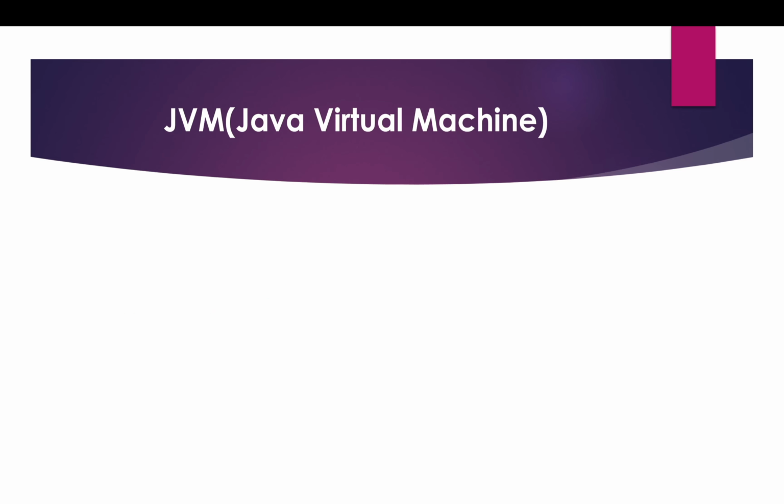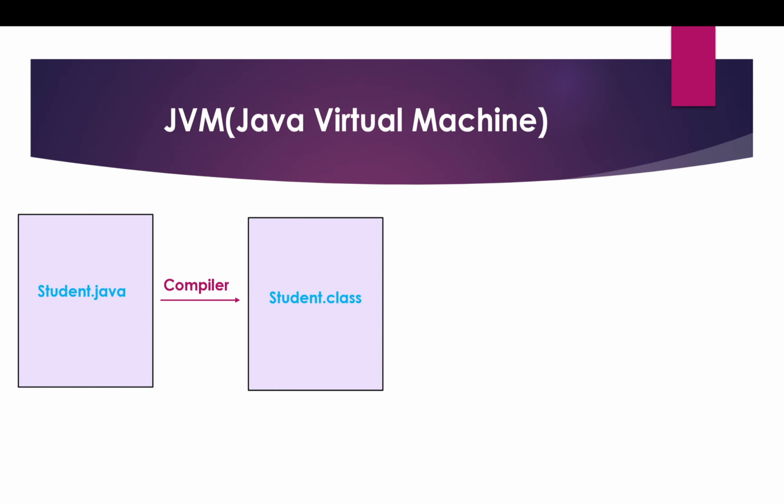Now let's understand the Java virtual machine, JVM architecture, which is the most important among the three. So let's understand what happens behind the scenes when you run your program. First you write a Java program. Let's say I have written student.java. Once I compile it using the Java compiler, a student.class file is created. Now this student.class file is further used by the JVM to execute your program.